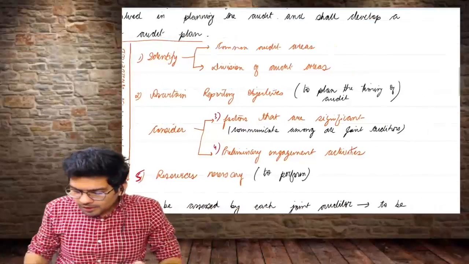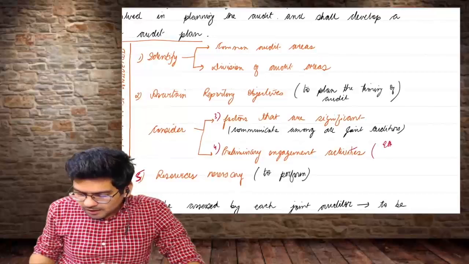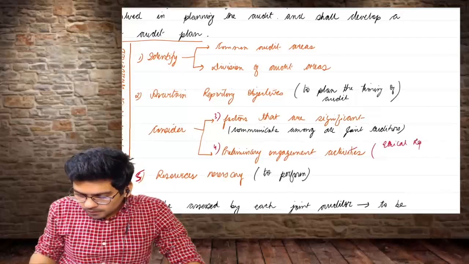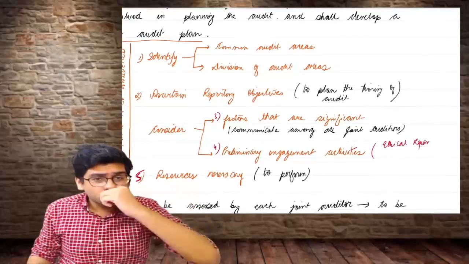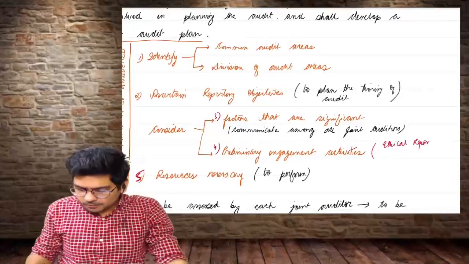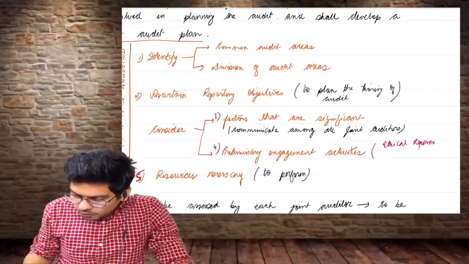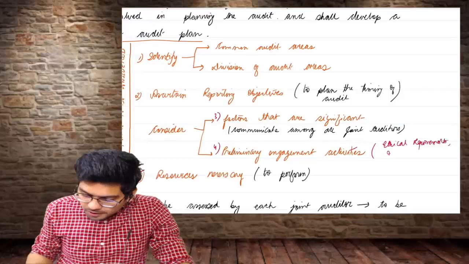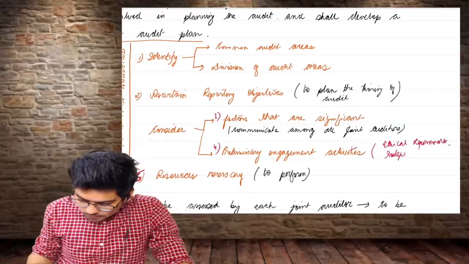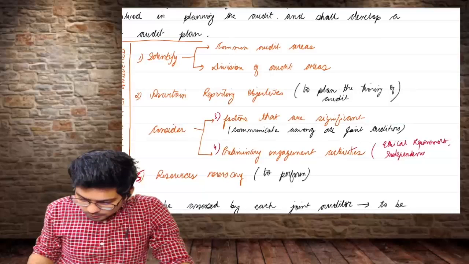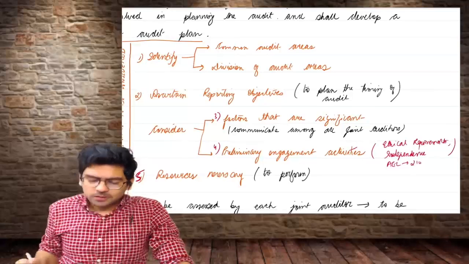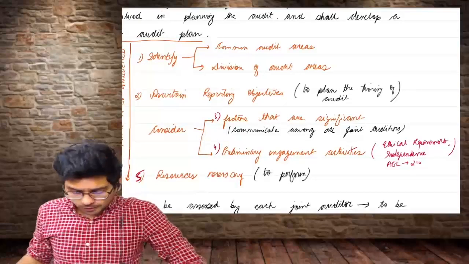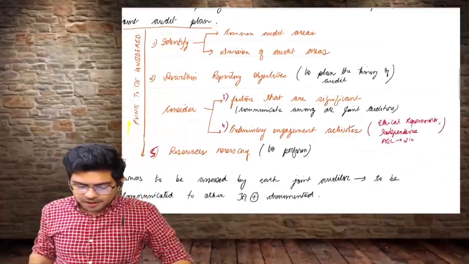If you want to write preliminary engagement activities, I can say ethical requirements. Engagement means work. So before accepting the work and all, we do something, right? We need to check on our ethical requirements, we need to ensure independence. Then the audit engagement letter, if you remember, as per 210, all these things will amount to preliminary engagement activities.